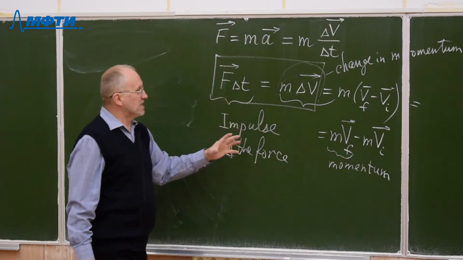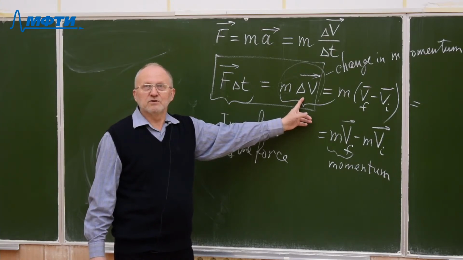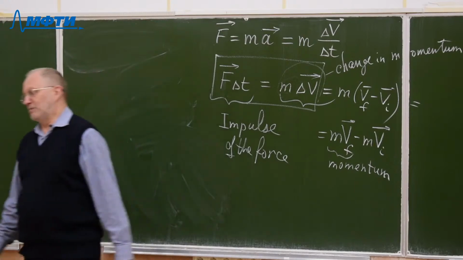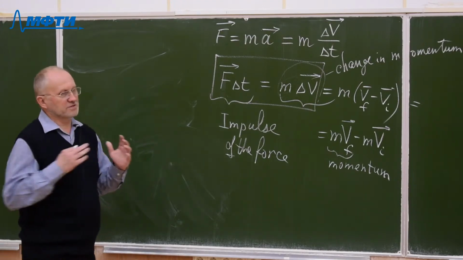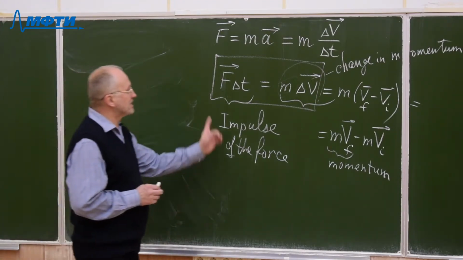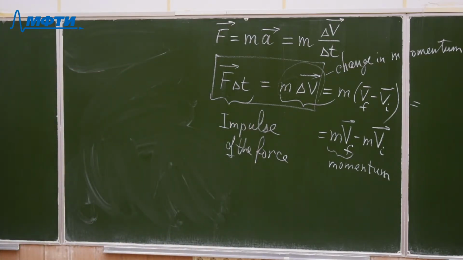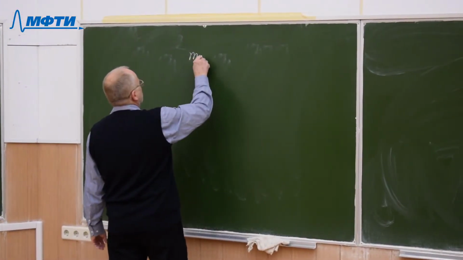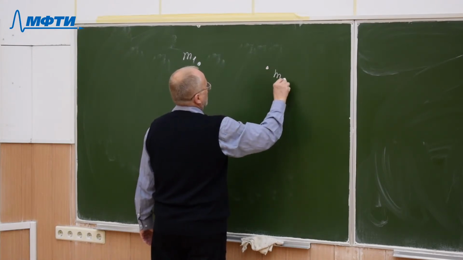But we may ask the question: when is the momentum conserved, when is the momentum of the body constant? To obtain an answer applicable in a general situation, we will consider not a single body, but two bodies, two interacting objects. So let there be one particle of mass m1 and another particle of mass m2.